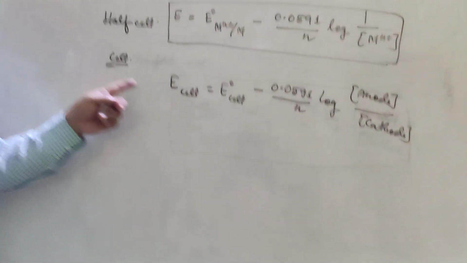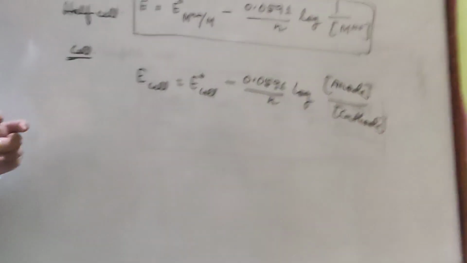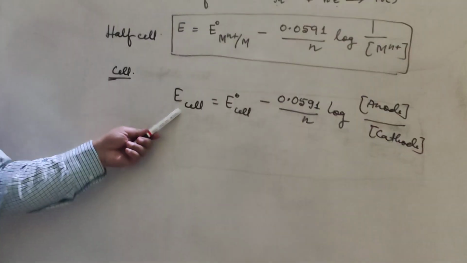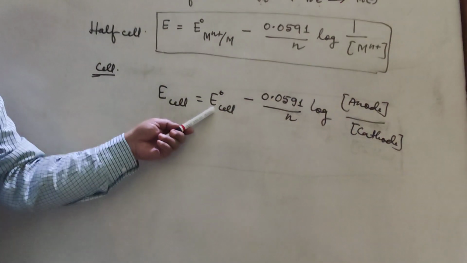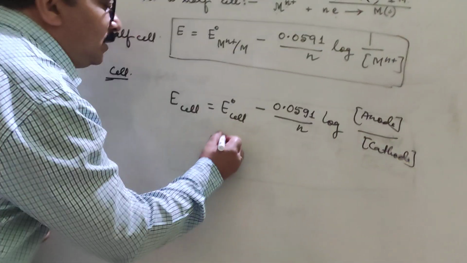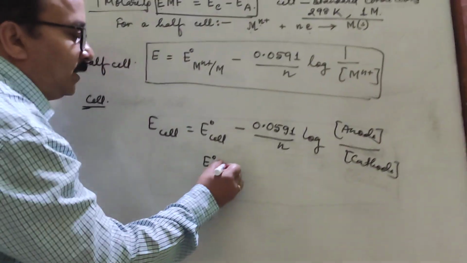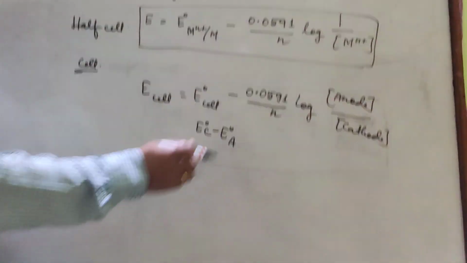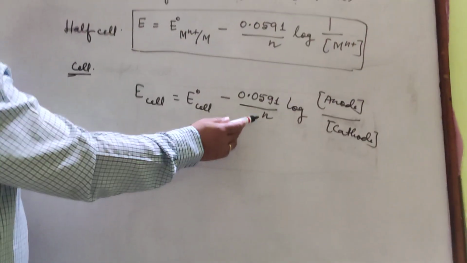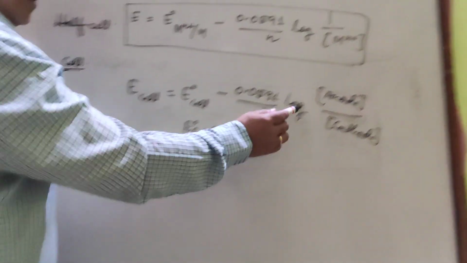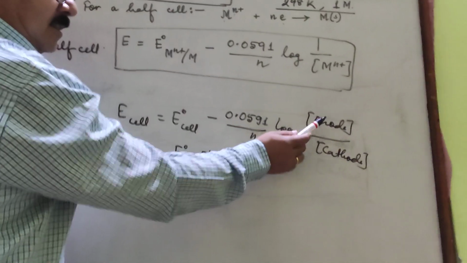Now E naught cell is the cell potential. It is also known as the EMF of the cell. E naught cell is equal to E naught cathode minus E naught anode. n is the number of electrons lost or gained during the redox reaction. This is the concentration of anode, this is the concentration of cathode.